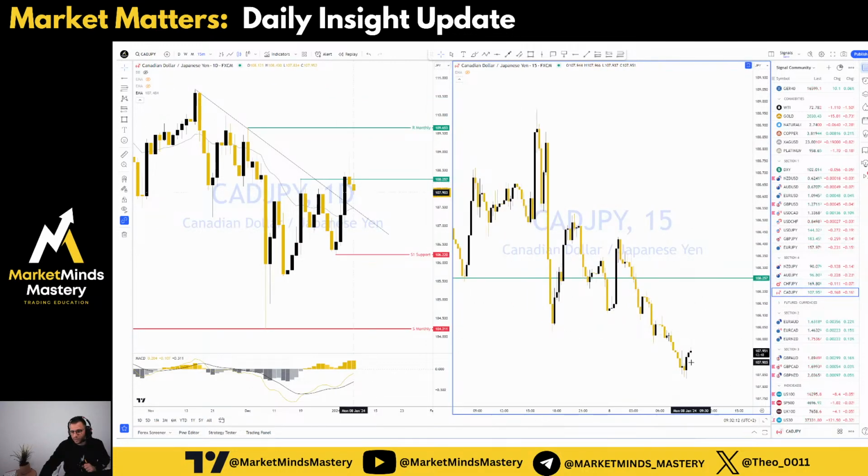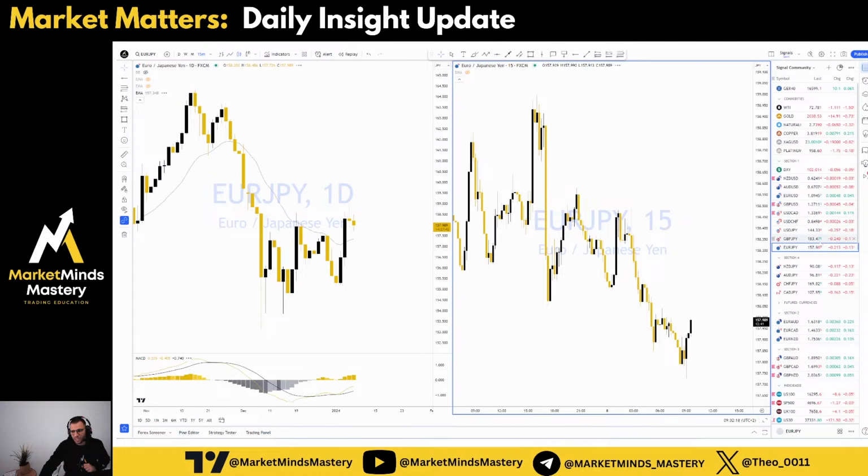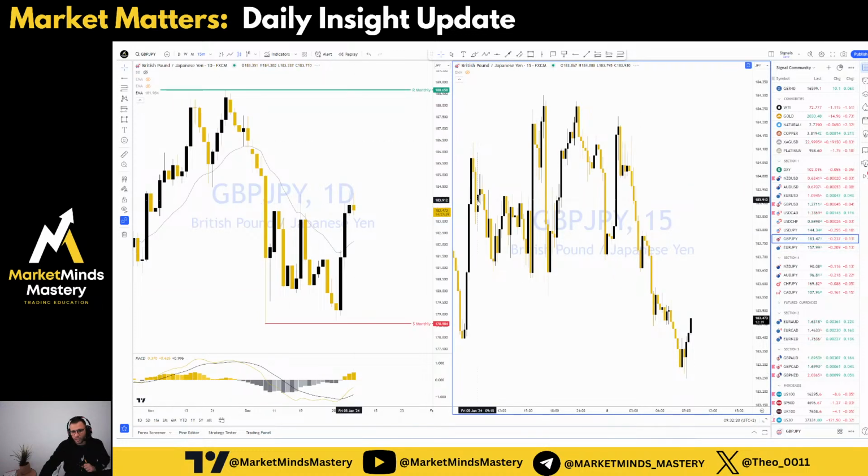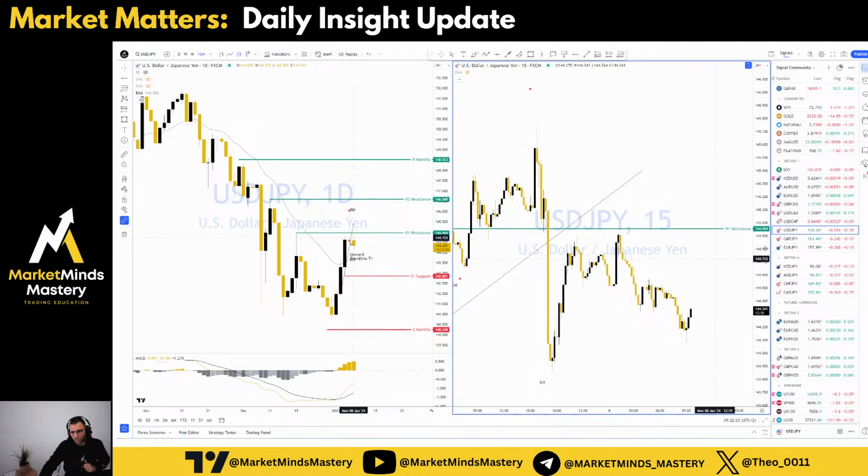Canadian dollar is fairly bullish against the Swiss franc. I'm not gonna look too short on this one, but definitely some euro and Great British pound, and of course USD Japanese yen. I will be looking to see if they will offer some short opportunities.